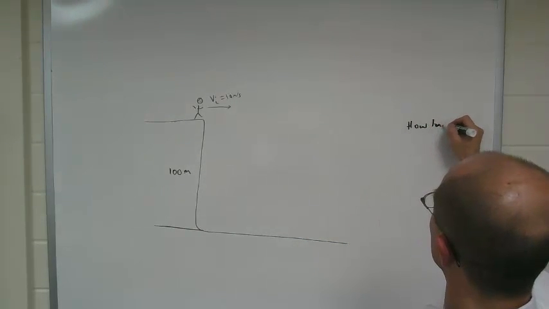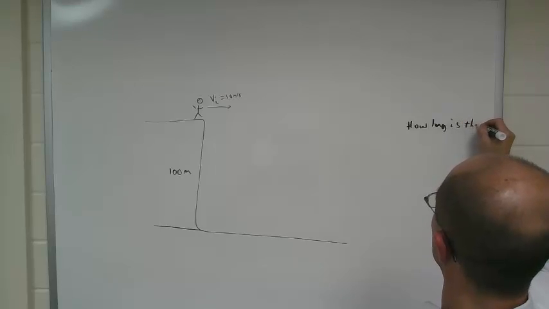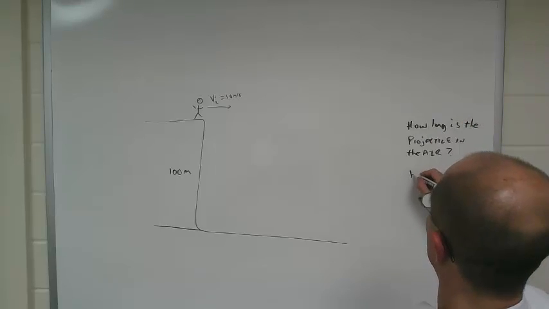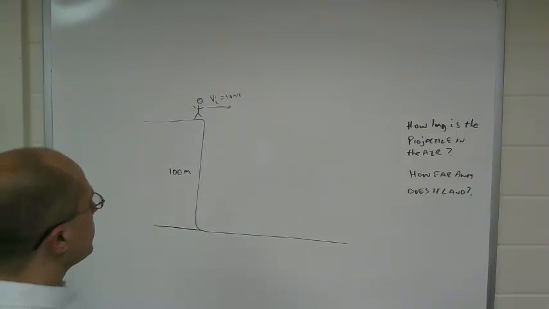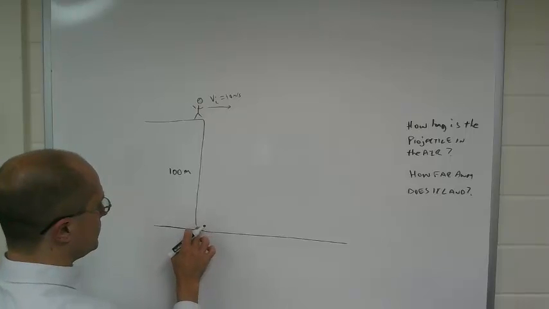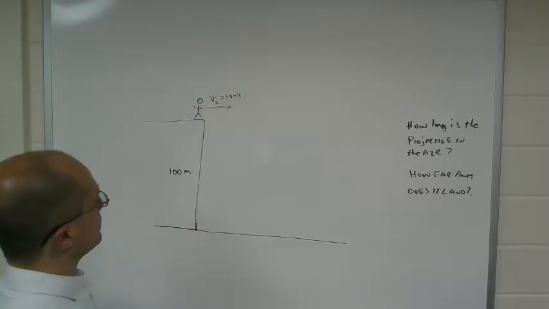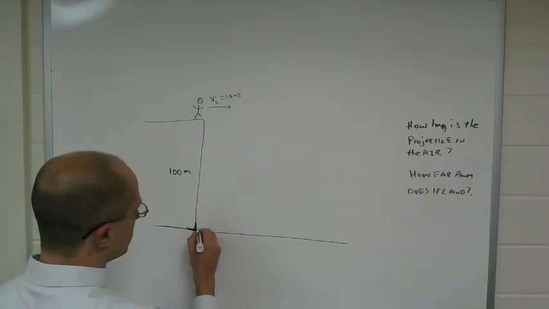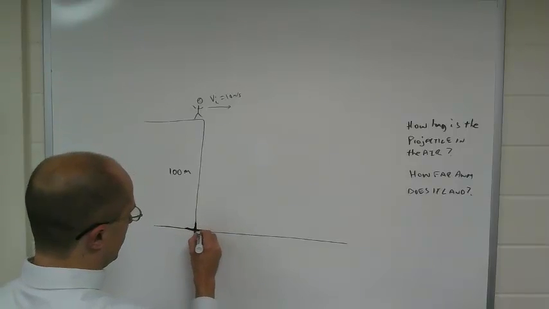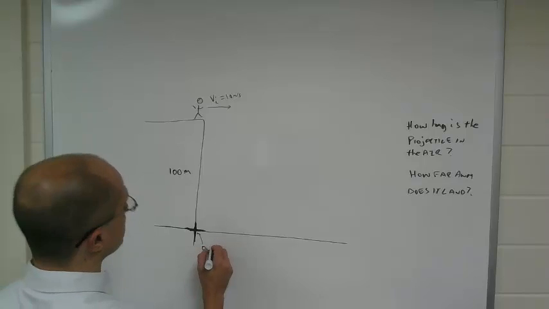What we want to know is how long is the projectile in the air? How far away does it land? We need to look at what we know and what we have. An important thing whenever you're standing on a building, throwing something or dropping things off buildings, is it's best to put your origin at the corner of wherever that is. This is like our 0, 0.